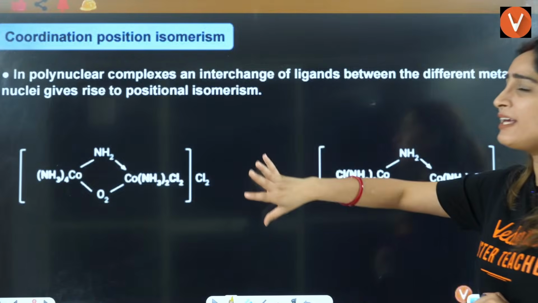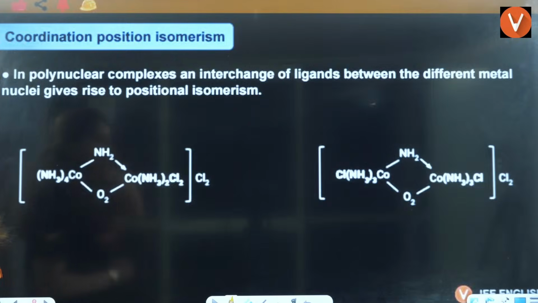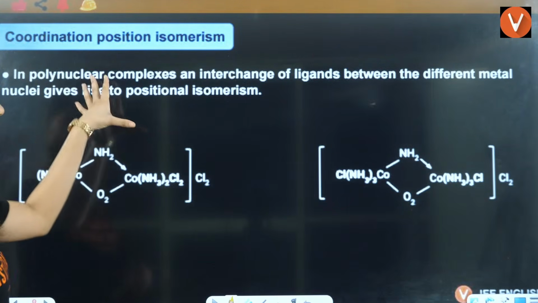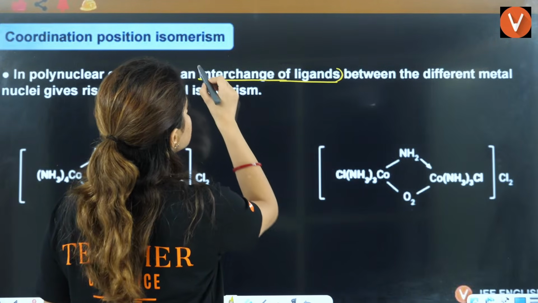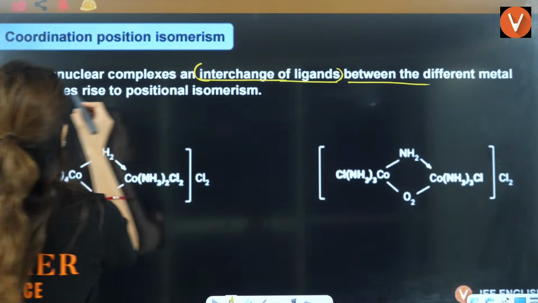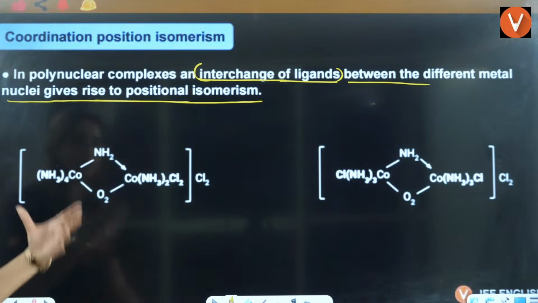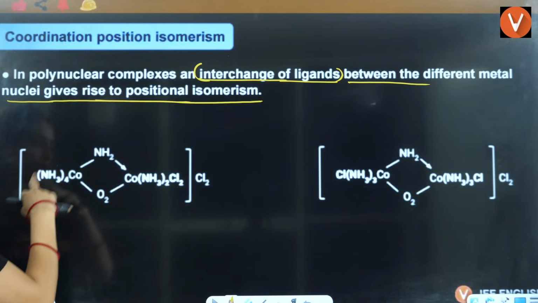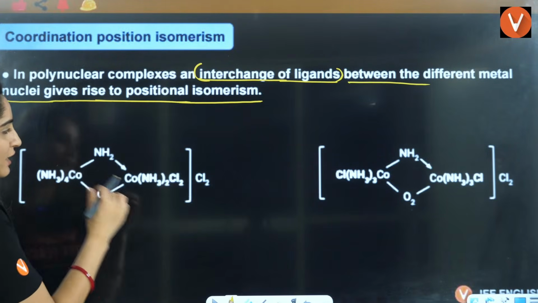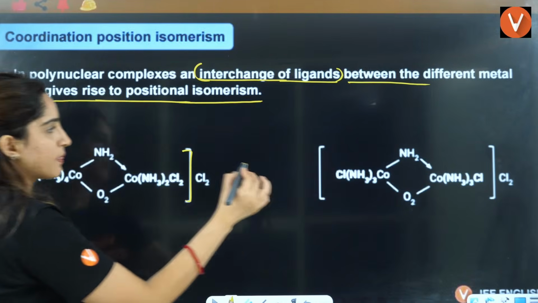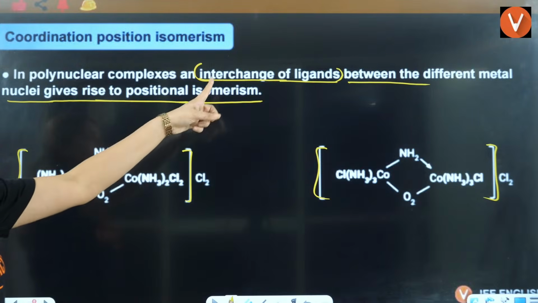The last one is coordination position isomerism. In polynuclear complexes, an interchange of ligands between the different metal nuclei gives rise to positional isomers. There are many nuclei here, so it is polynuclear. So here what is happening is an interchange of ligands.